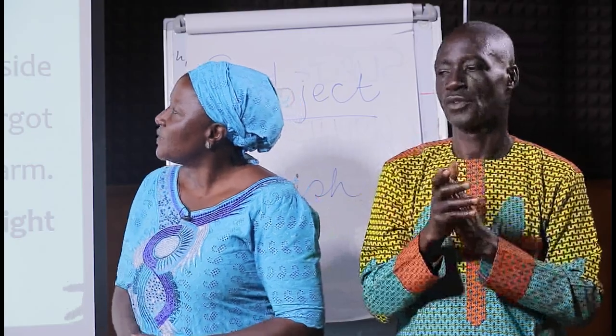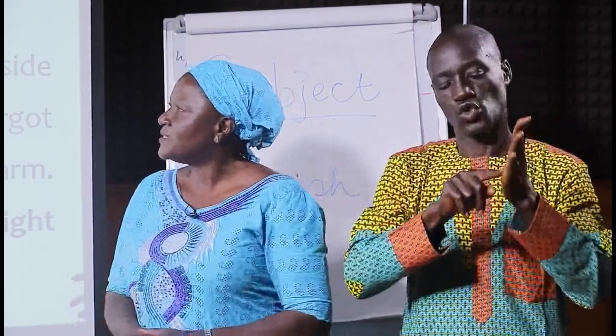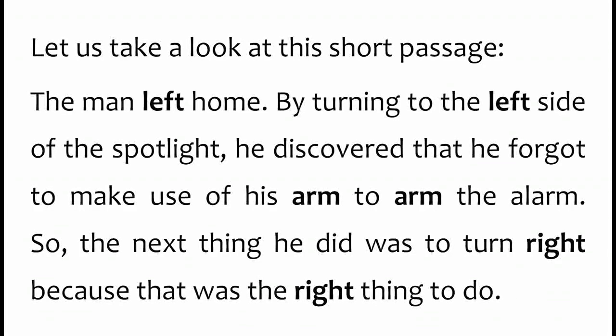Let us take a look at this short passage illustrating homonyms. We say, the man left home. By turning to the left side of the spotlight, he discovered that he forgot to make use of his arm to arm the alarm. So the next thing he did was to turn right because that was the right thing to do.